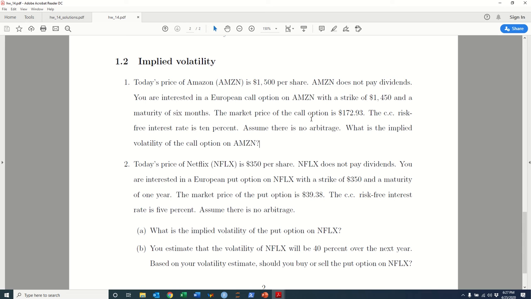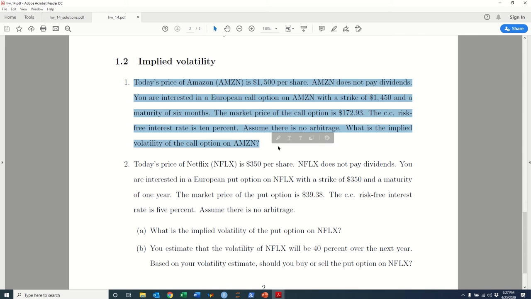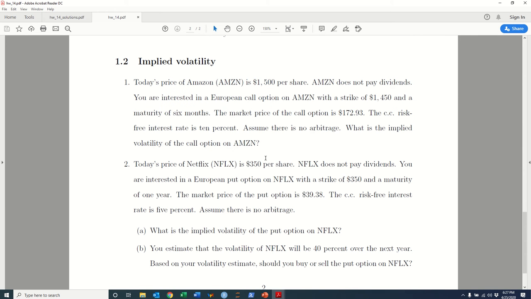So hello everyone. In this video we're going to learn how to calculate implied volatilities in Excel. The way we're going to do this is we're just going to solve question 1 in homework 14 that concerns implied volatility. This question is going to give you some option inputs, so parameters that go into calculating a Black-Scholes option price. It's then going to tell you what the actual market price is in the real world.